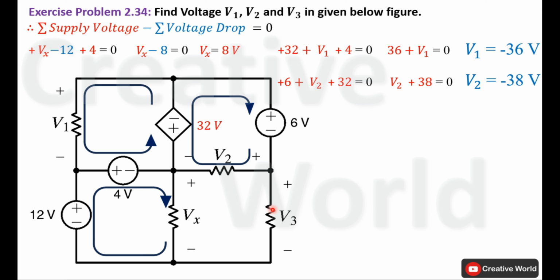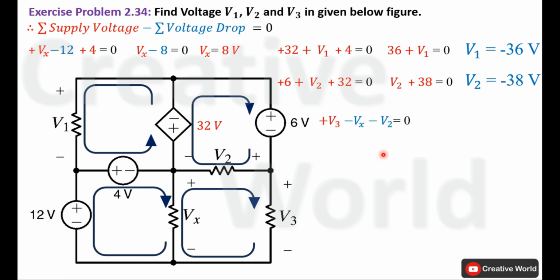Now apply KVL in the last closed loop to calculate the value of V3. I am taking the direction of current clockwise. You may take counterclockwise as well. And start writing the KVL equation for this closed loop. Start from V3. Current entering terminal is positive, so V3 will be taken with positive sign. Move to the next element. Current entering terminal is negative, so Vx will be taken with minus sign, and move to the last element. Current entering terminal is negative, so V2 will also be taken with negative sign, equal to 0.